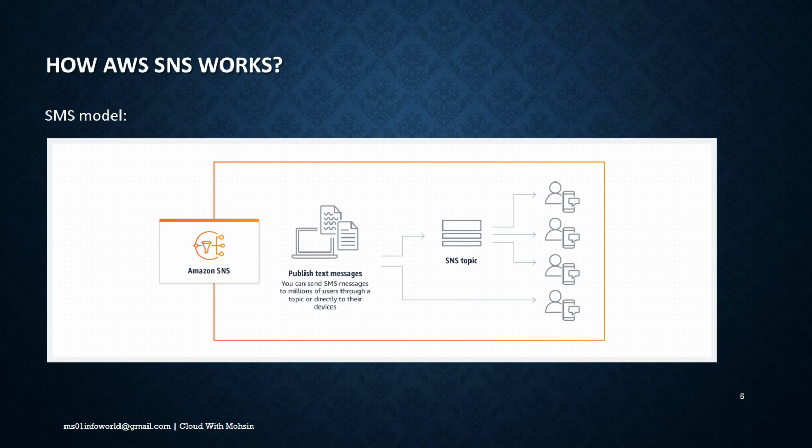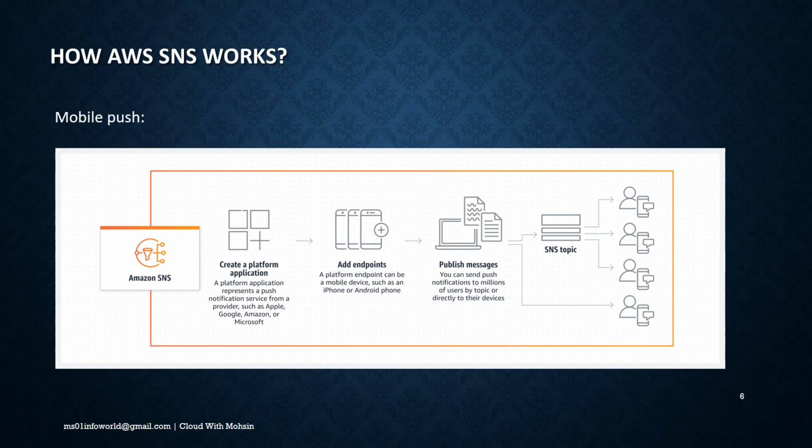Now let's talk about the SMS model. Here SNS plays the role where we can publish text messages, and these messages can go directly to your end users or subscribers, or we can create a topic, and the people who are part of it are basically subscribers of this topic. Whenever there is an update on the topic, these people will automatically receive the messages. So these are the subscribers for the SMS model.